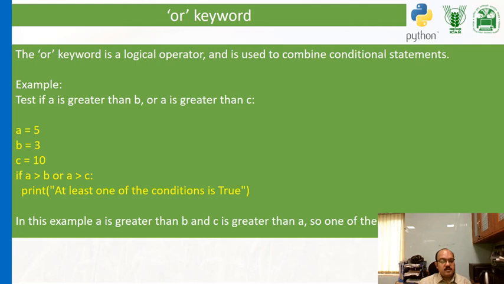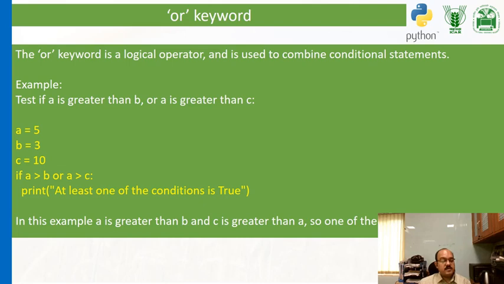So we can use this OR keyword, say in this particular example, in case of if condition, where we want to test if A is greater than B or A is greater than C. The value of A is 5, B is equal to 3, C is equal to 10. Now we check in the if condition using this OR keyword that if A is greater than B or A is greater than C, print at least one of the conditions is true.